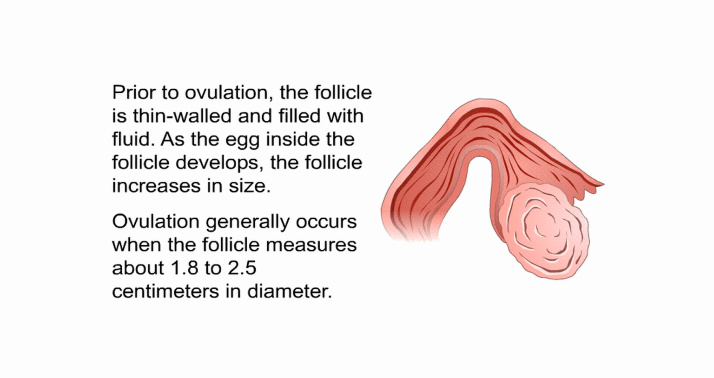Prior to ovulation, the follicle is thin-walled and filled with fluid. As the egg inside the follicle develops, the follicle increases in size. Ovulation generally occurs when the follicle measures about 1.8 to 2.5 centimeters in diameter.